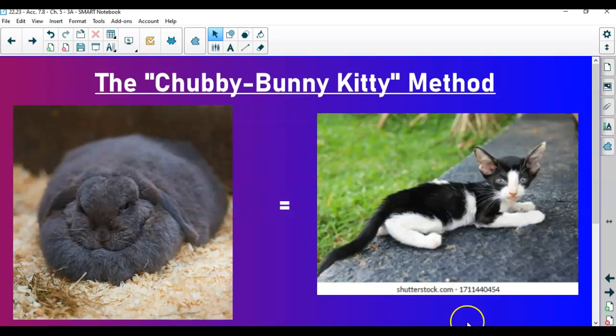All right. So you need out some graph paper, and you need out 5, 2, 3.